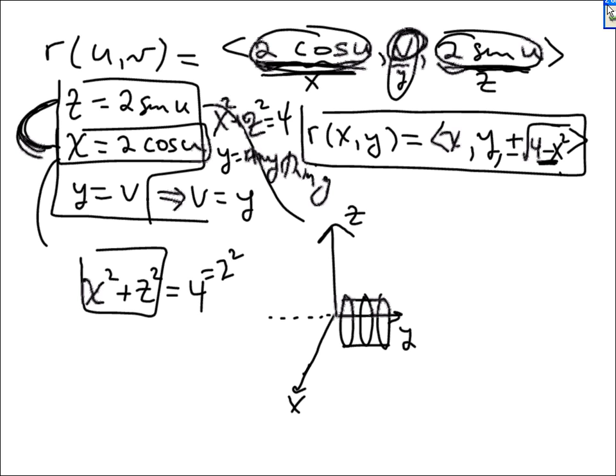Of course, I can't think of a reason why the y values couldn't be negative. This would be z on the top, 2 on the top, and here on the z-axis would be negative 2. Same thing on x, 2 and negative 2. So if you have r given as a function of parameters, you can convert it out to rectangular, which is pretty neat.